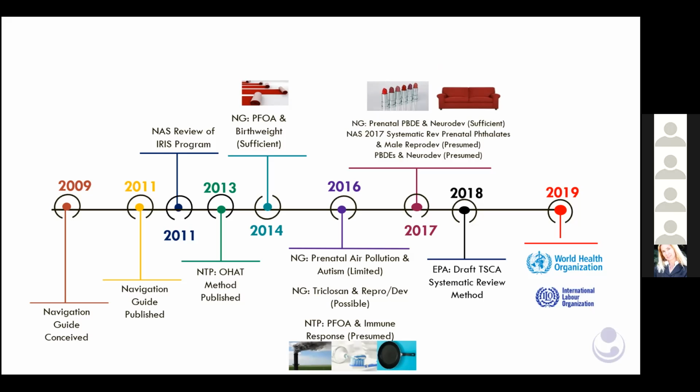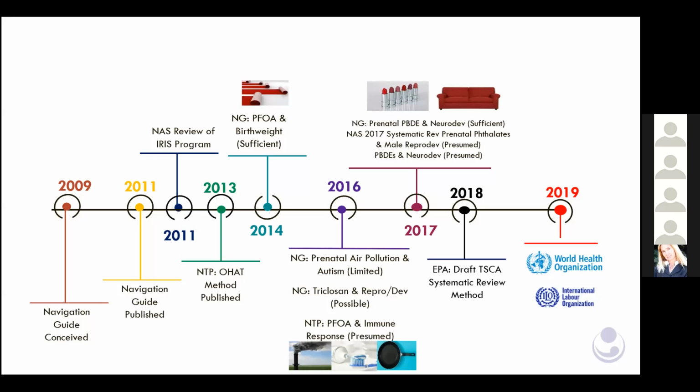For those of you who don't know what the IRIS program is, it has been the leader for hazard identification and hazard characterization within the agency over the last few decades. And over the last decade, they've been evolving their methods based on the NAS's feedback to become more consistent with best practice in systematic review. And that started back in 2011.